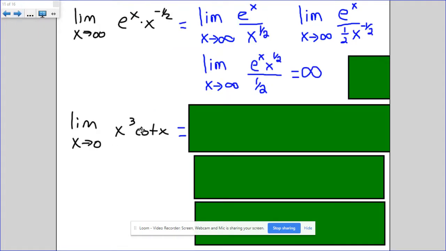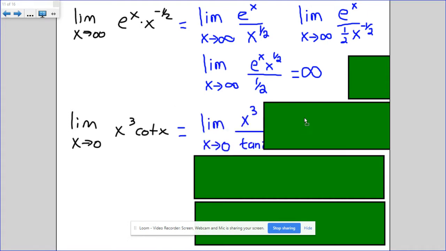Okay. So this example may not be as obvious at first how to rewrite this as a fraction. I mean, you could put x to the negative 3 on the bottom, but then you're actually not going to be approaching infinity over infinity, or 0 over 0. So it's better to remember those trig things I was talking about. You got to remember what cotangent x is equivalent to. Cotangent is equivalent to 1 over tangent.